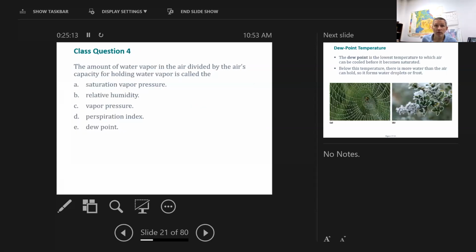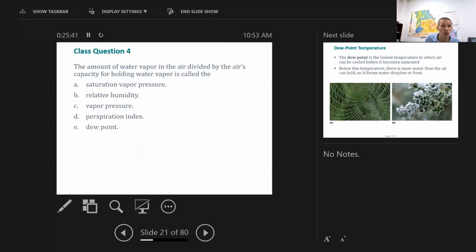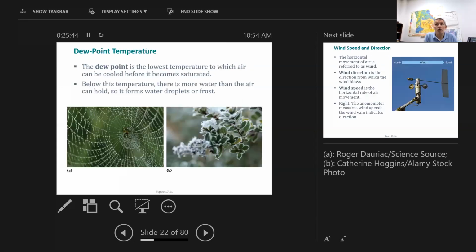So if I wanted to use this example here of these different beakers, if the increasing beaker represents an increase in temperature, bigger temperature can hold more air. If I wanted to have the same amount of water in the air, if I cooled the air down, I'm going to cause that beaker to get smaller and smaller and smaller. If it got down so small that the container couldn't hold the water, we've hit that dew point. It cooled the air down to the temperature at which dew or frost would start to form.